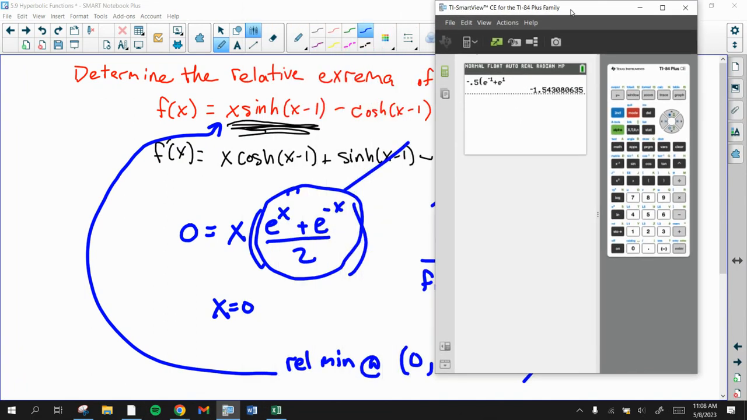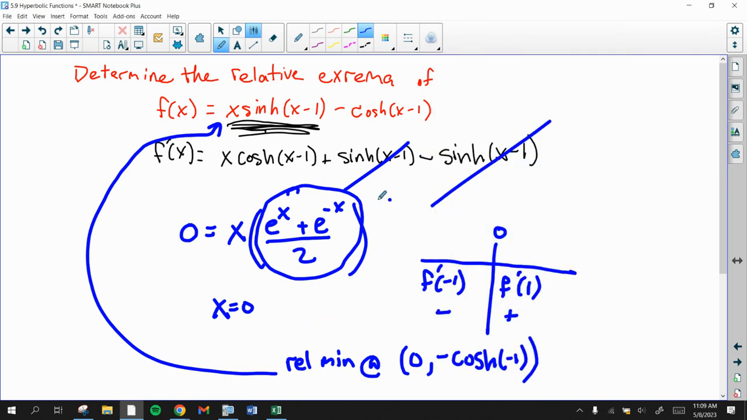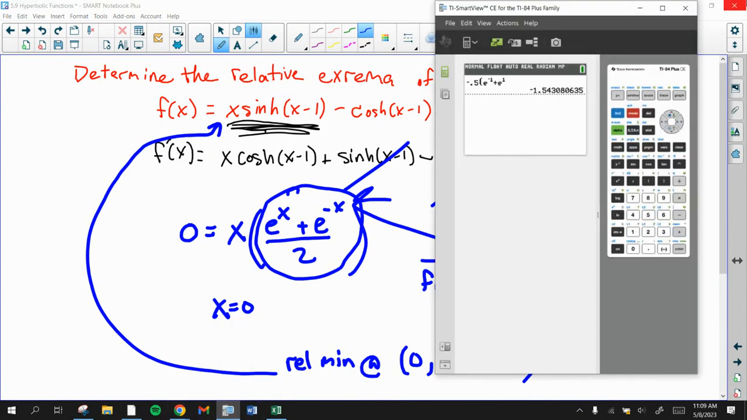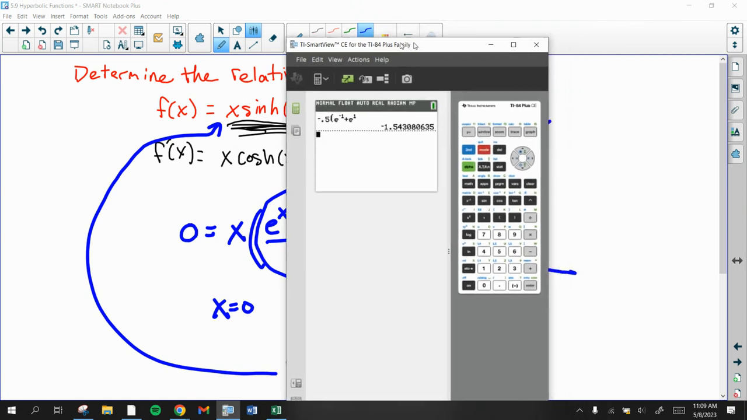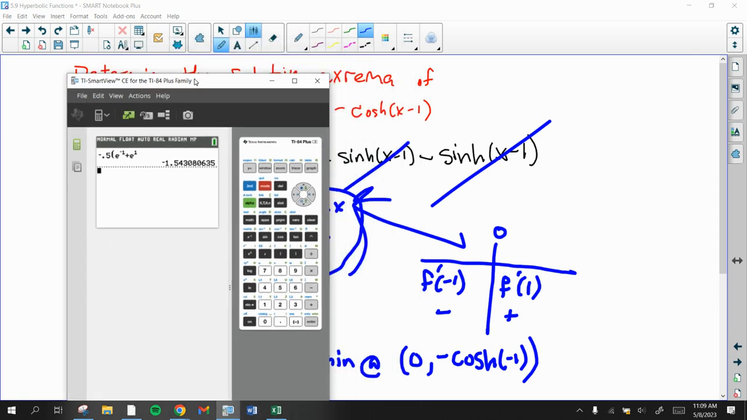So 1/2 e to the negative 1 plus e to the positive 1. That's this part, which is the hyperbolic cosine of negative 1. And that turns out to be negative 1.543. So the reason why I want to do that is I want to make sure I was correct.